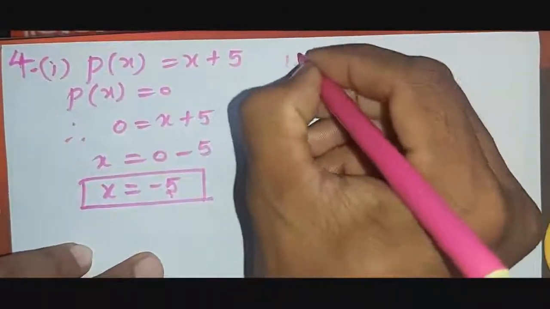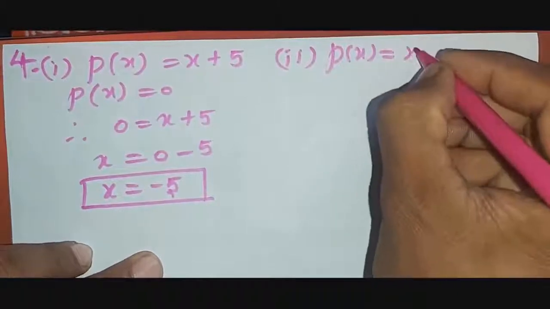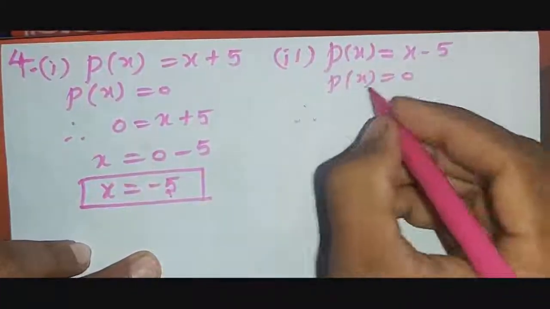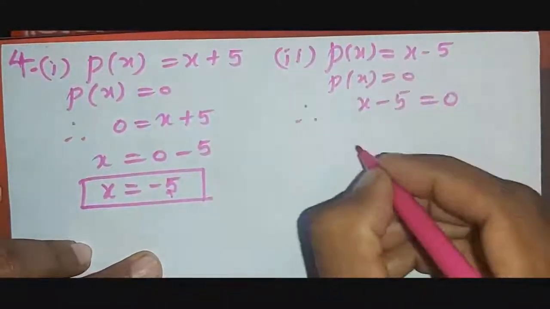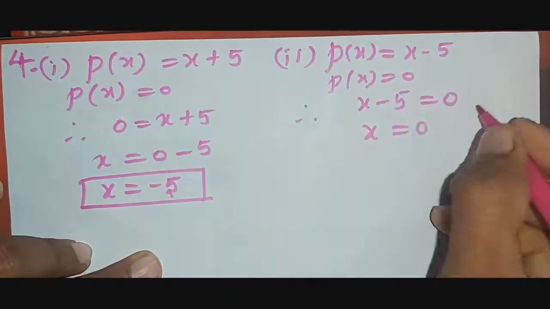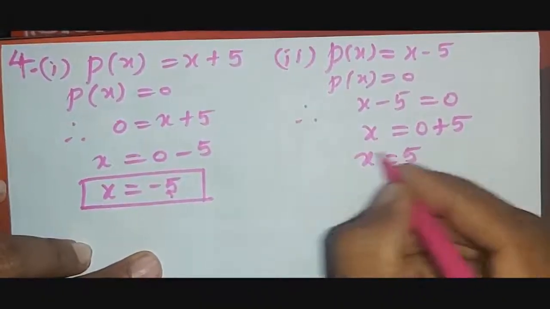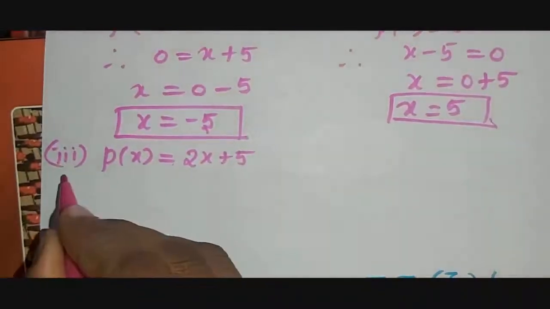And second one, p of x is equal to x minus 5. See, p of x is equal to 0. Therefore, I will write like this. X minus 5 is equal to 0. Okay. X is equal to 0, minus 5 taken to the right side will be plus 5, right? X is equal to 5. This is the right answer.